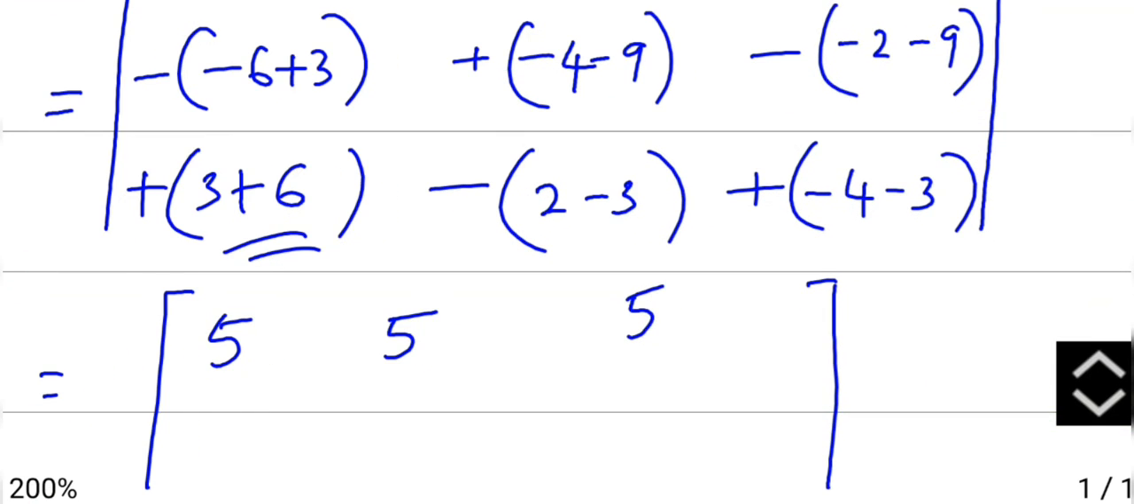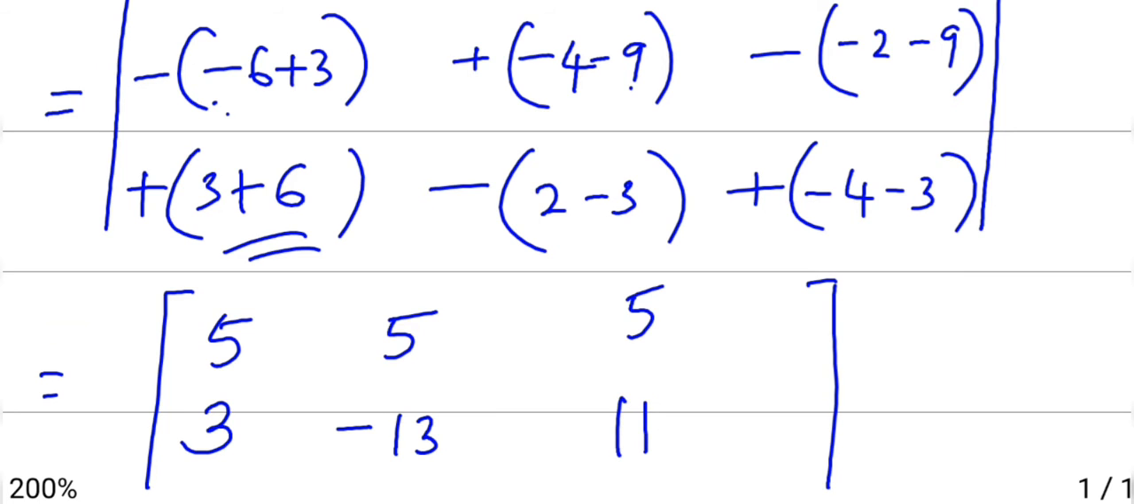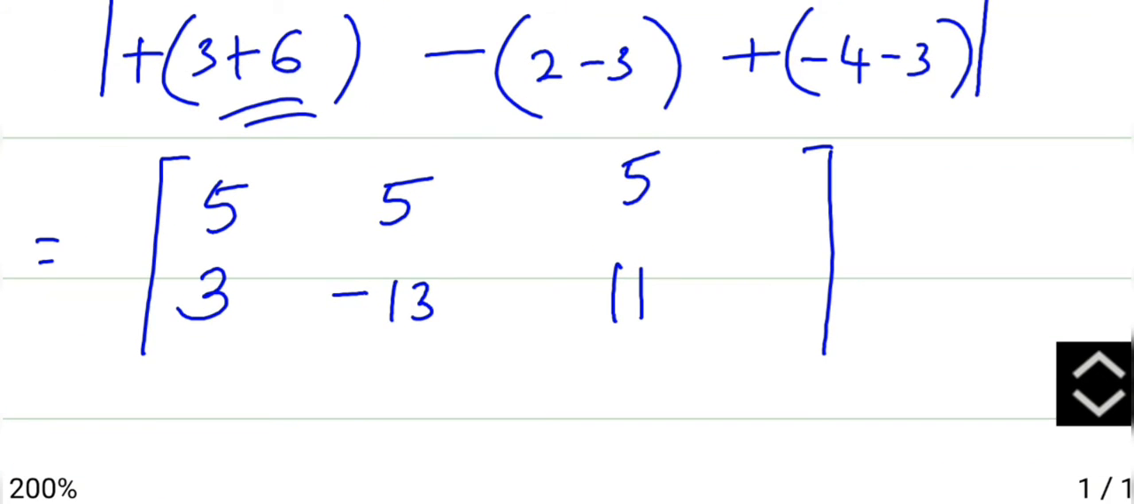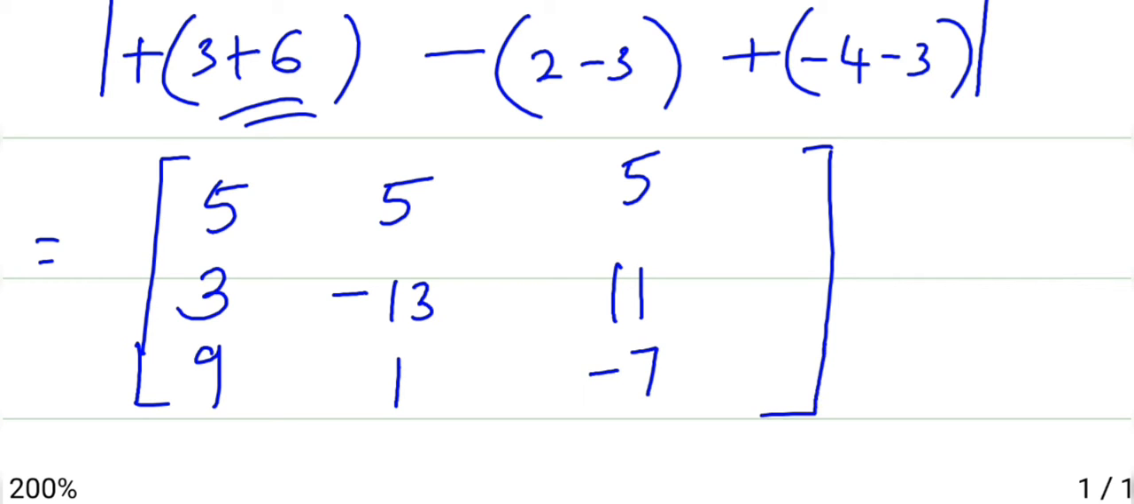Then second line, minus 3 is minus 3. Minus of minus becomes plus. So it will be 3. Then minus 9 minus 4 is minus 13. Then minus 9 minus 2 is minus 11. Minus of minus becomes plus 11. Then third line, 6 plus 3 is 9. Then 2 minus 3 is minus 1. Minus of minus will be plus 1. Minus 4 minus 3 will be minus 7. So this is your cofactor of A.